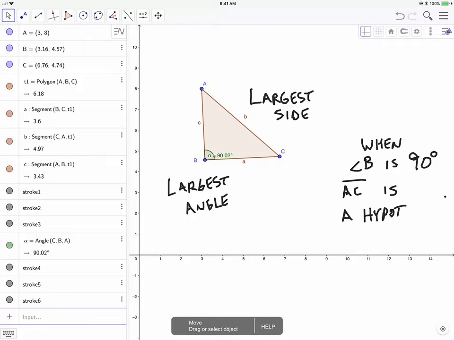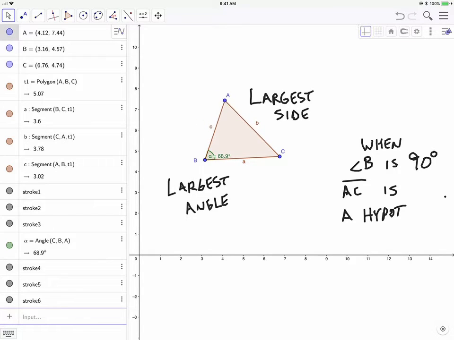I've set this angle so that you can see the measure of angle B is 90 degrees. It's almost 90 degrees; we're just going to call it 90, that green angle. And the side opposite, AC, is the largest side. When B is 90 degrees, we call AC the hypotenuse. What if I make that angle smaller than 90? What happens to my largest side? It gets smaller, right? It's still the largest side if B is in fact the largest angle.